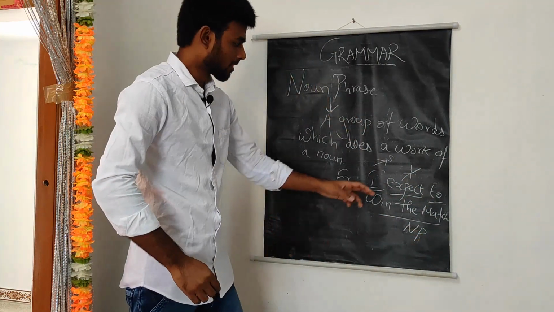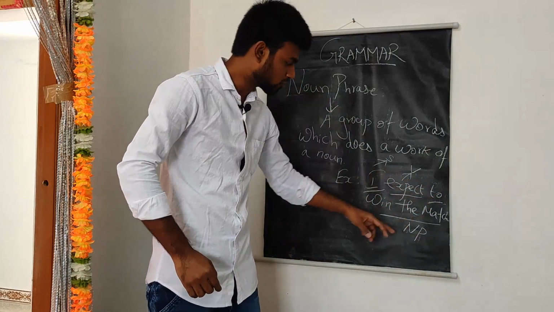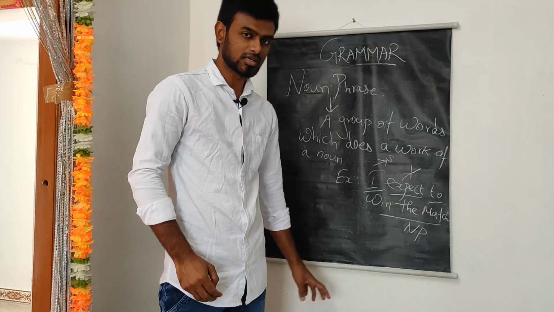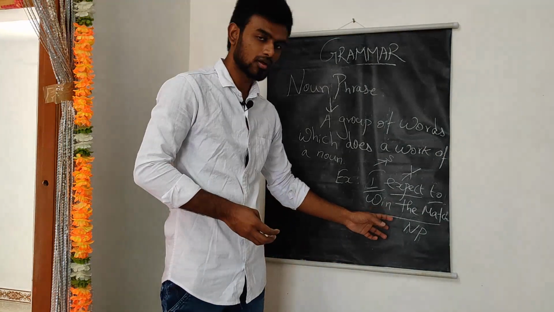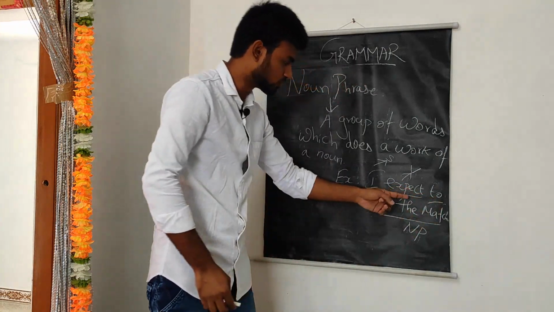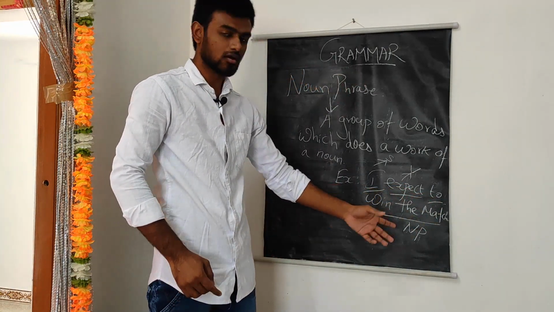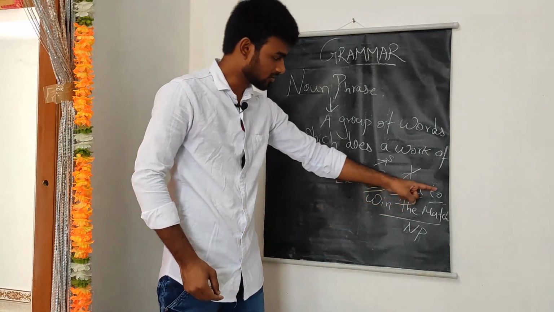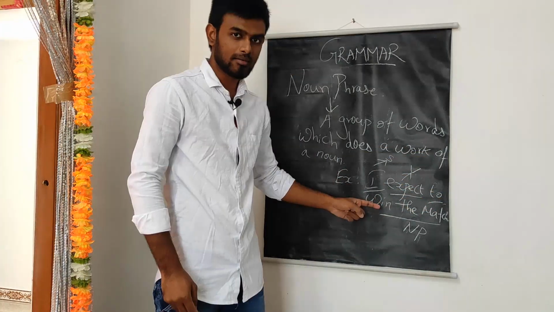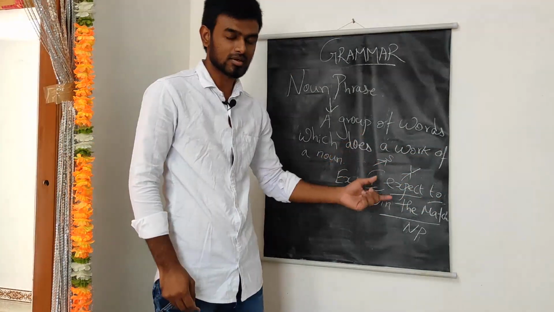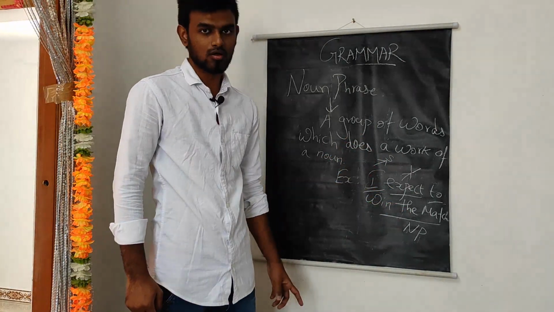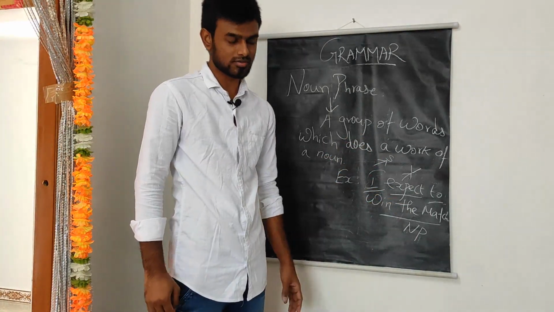Why? Because here we have a group of words, but it doesn't have any subject and predicate. It even starts with the infinitive, to. It is a group of words, but it does not have a subject and a predicate, and it is doing the work of a noun. So this is called a noun phrase.